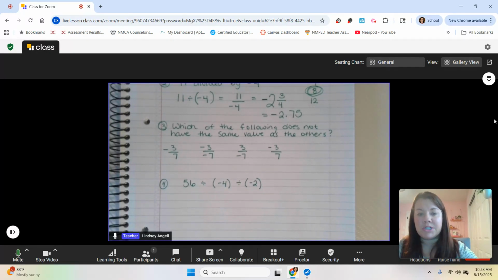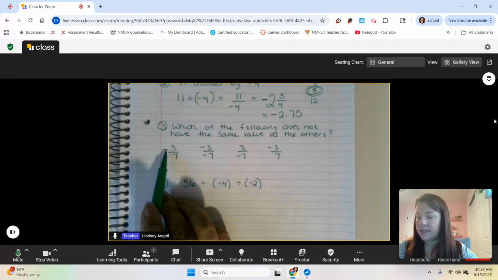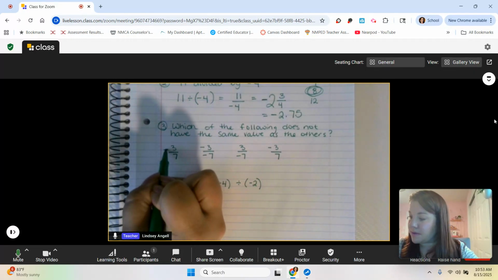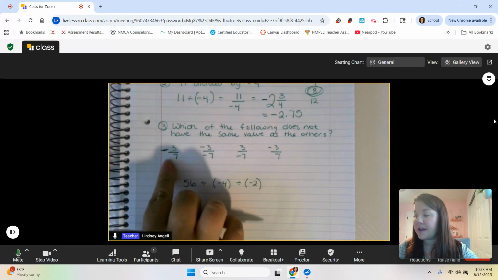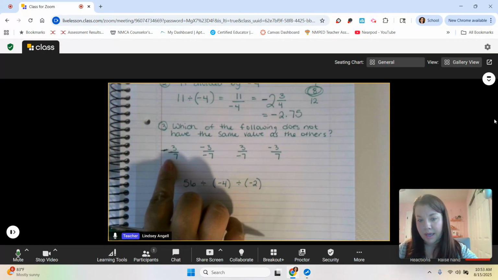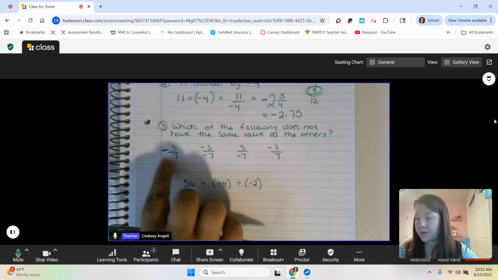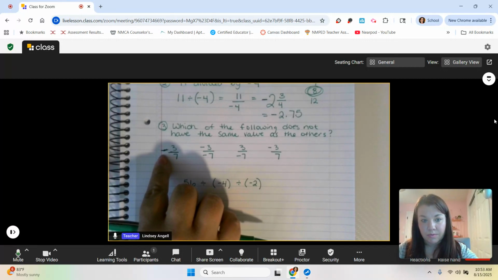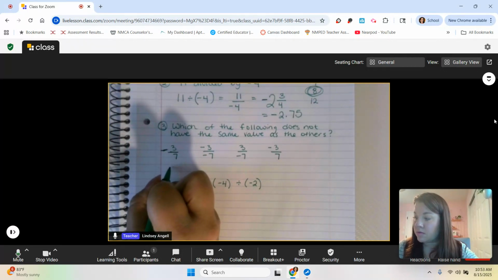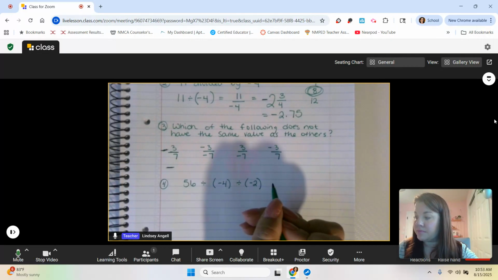Okay, number 3, which of the following does not have the same value as the others? So this is kind of putting the rules to the test. Well, this was supposed to be kind of like in front. These were supposed to be on the same line. I have negative 3/7, okay? So really there's just one negative symbol, right? So this would be a negative answer.